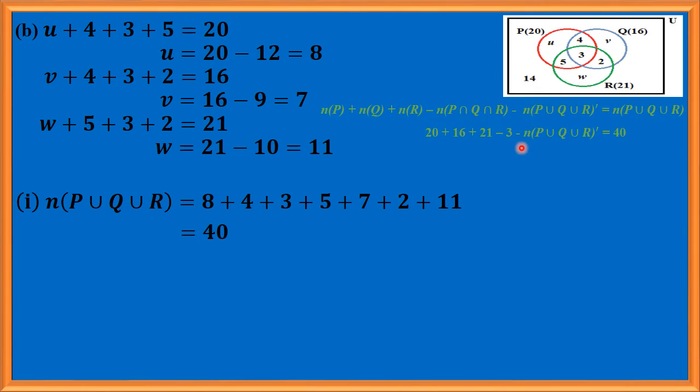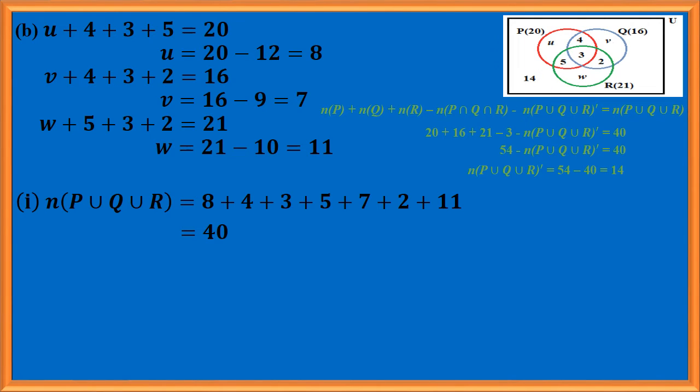Making the number of P union Q union R complement the subject, we'll have 54 minus that equal to 40. Grouping like terms, we'll have the number of P union Q union R complement equal to 54 minus 40, and that gives us 14. That is where this 14 is coming from.